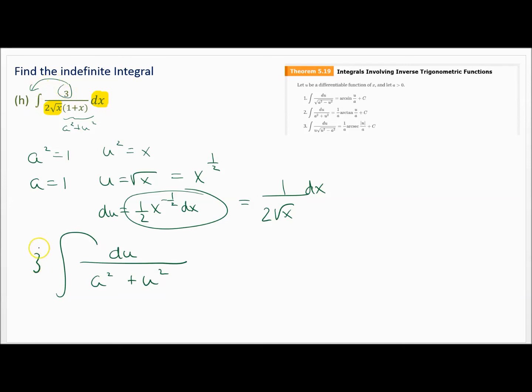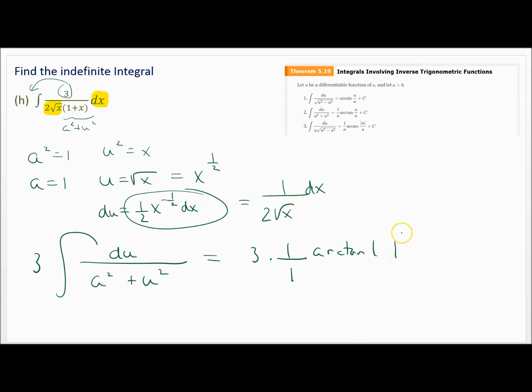Remember the 3 came out front. There it is. What's highlighted there, 1 over 2 square root of x dx, that's du. I just wrote it on the top. And I'm left with 1 plus x. 1 was a squared. x was u squared. So this is a straightforward arctangent problem. So this is 3 times 1 over a. What's our a? a is 1. And then arctangent of u over a.